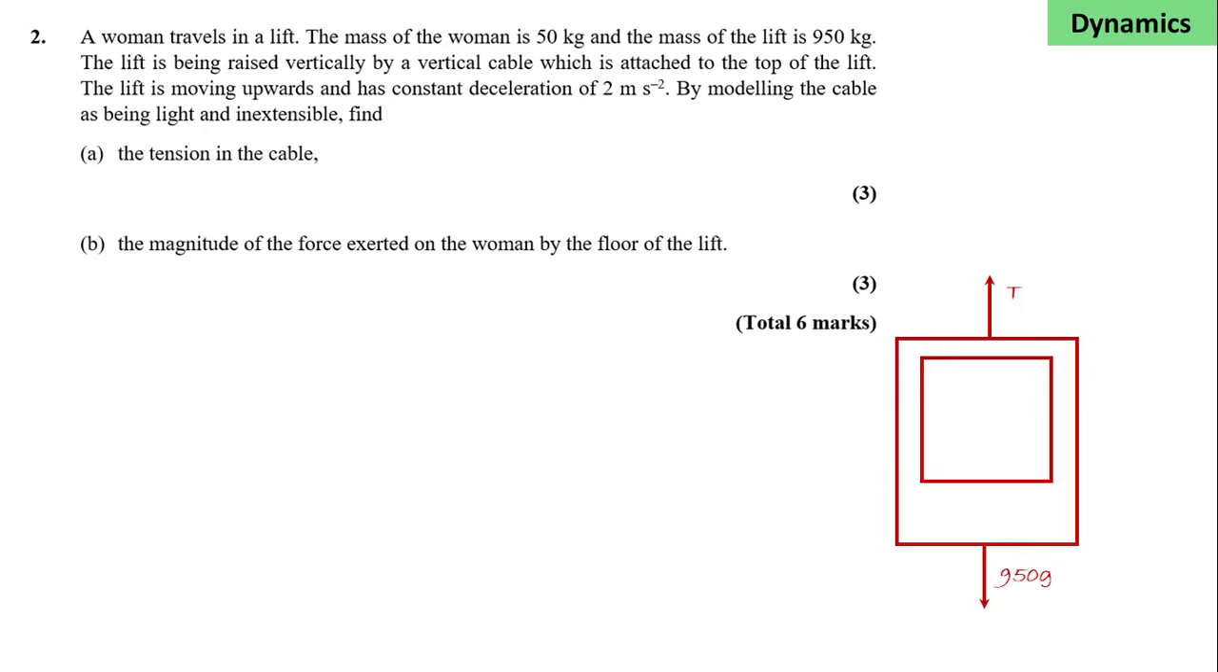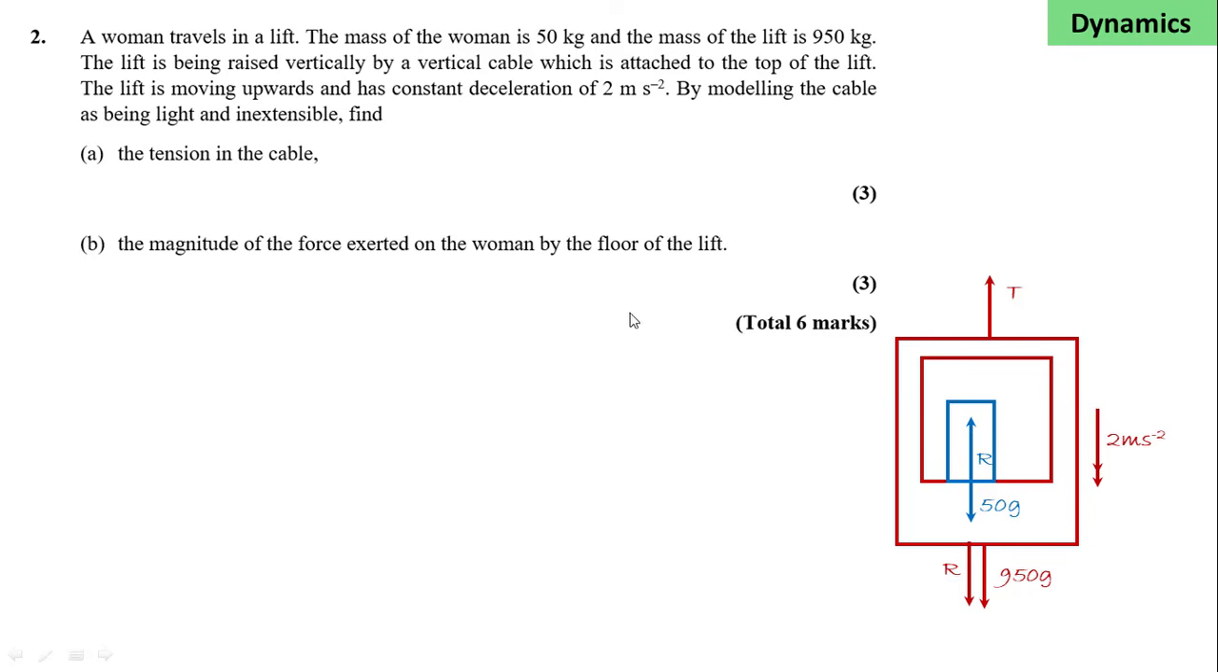By modelling the cable as being light and inextensible, find the tension in the cable. So let's add the woman inside the lift with her weight of 50g. In addition, there's an equal and opposite reaction. The lift is pushing the woman up with a reaction of R. The woman is pushing the lift down with a reaction of R.